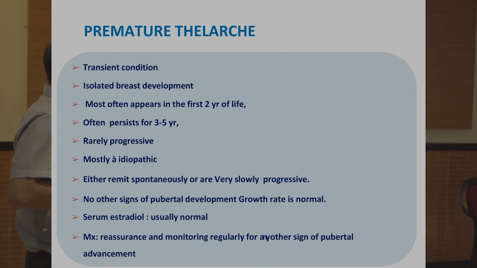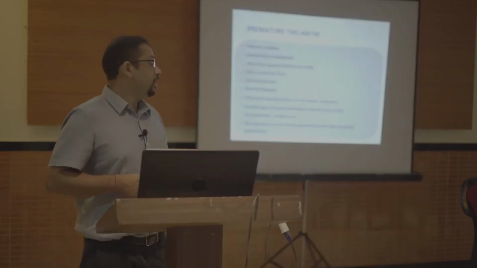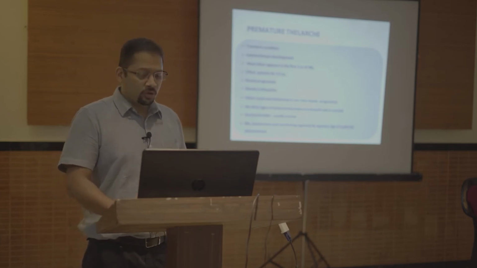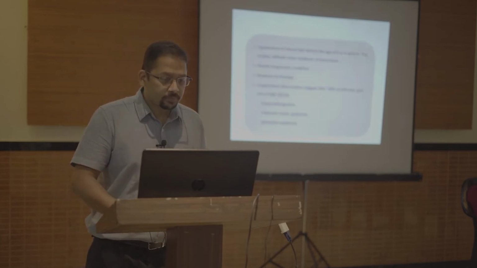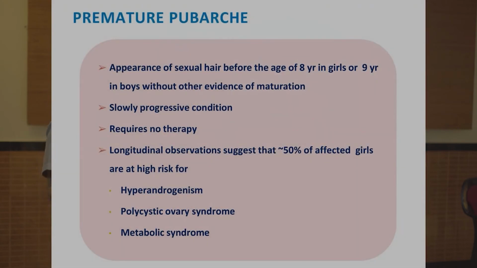Growth rate is normal, estradiol is normal, and treatment is just reassurance of the family members and regularly monitoring the size of the enlarged organ and the growth velocity. The growth velocity is very important. The appearance of sexual hair before the age of 8 years in girls or 9 years in boys without other evidence of maturation, we call premature puberty.